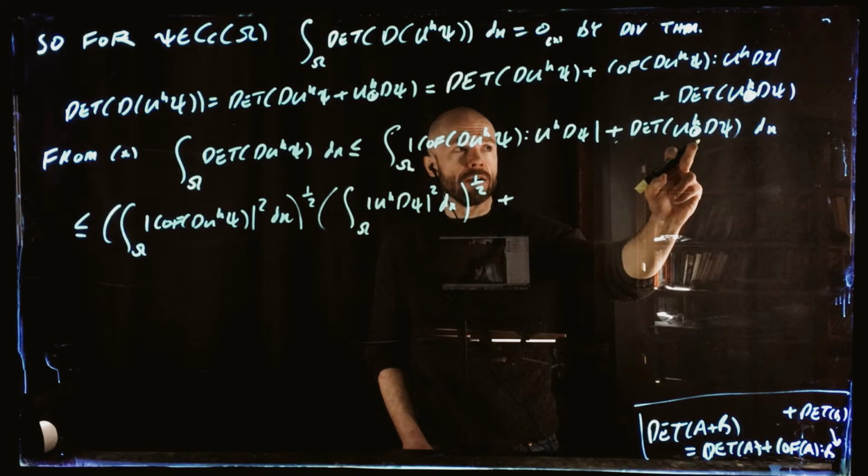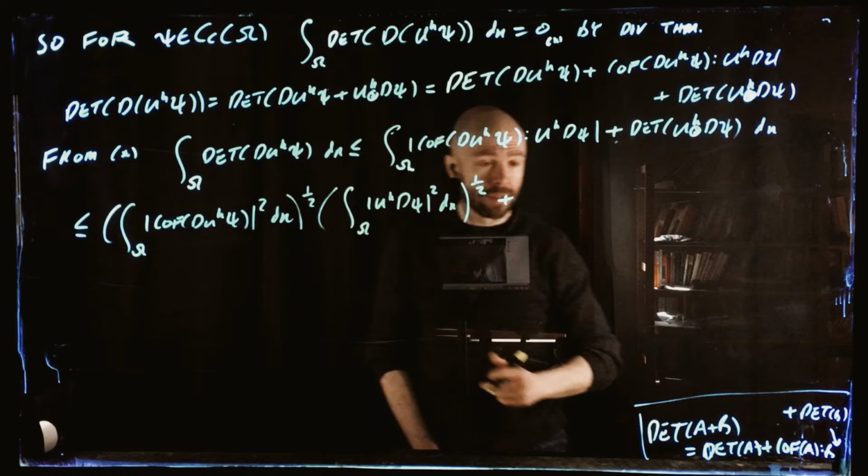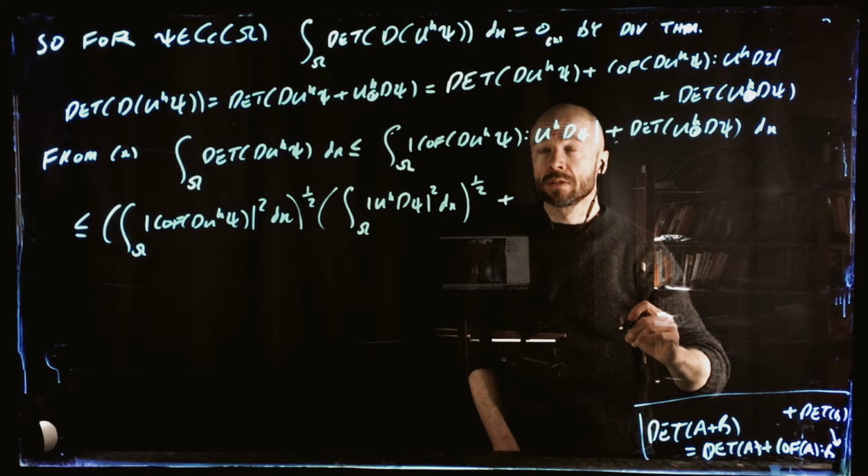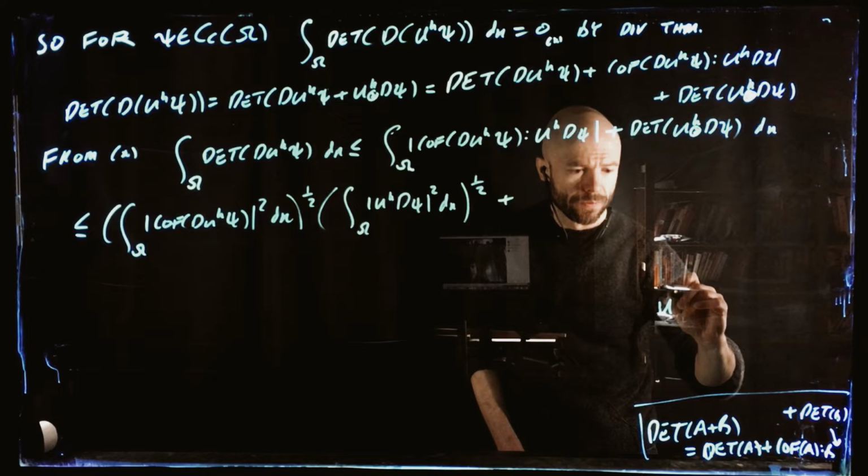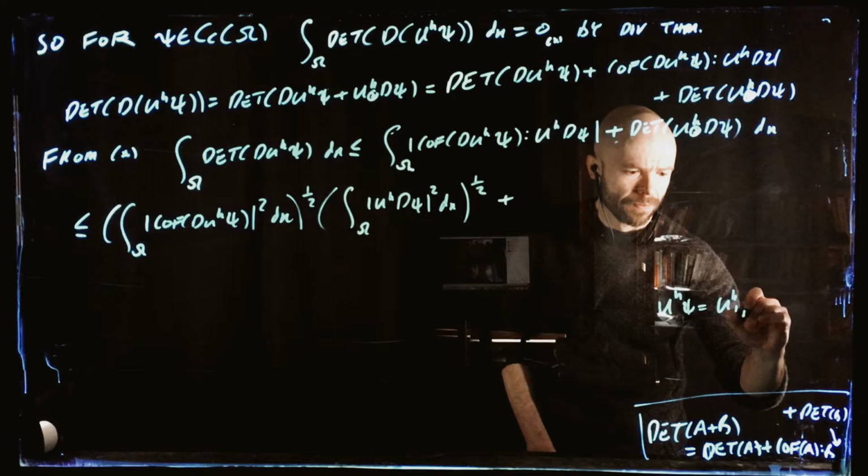This is a rank one matrix, right? But this is a little calculation. Maybe we should do this? Yeah, let's do it. So u_h phi is (u_h1, u_h2) phi, right?